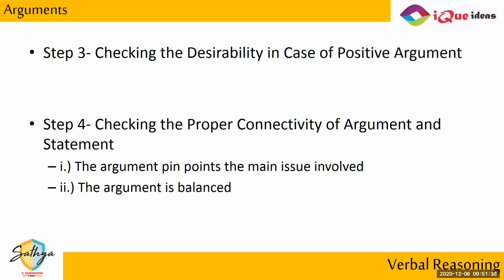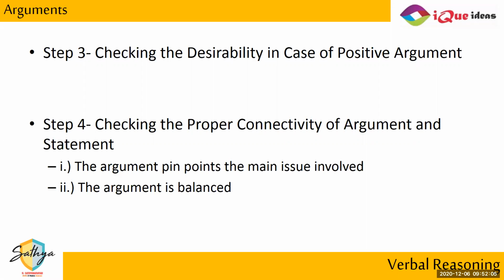Even if logically the argument is true, we will not argue like that because we don't want to argue like that. So an argument needs to be desirable. An argument needs to be wanted for it to be a strong argument. So after you have checked whether it is correct or not, also check, do you want it to happen or not? And of course, the last final step, connectivity of the argument and statement.